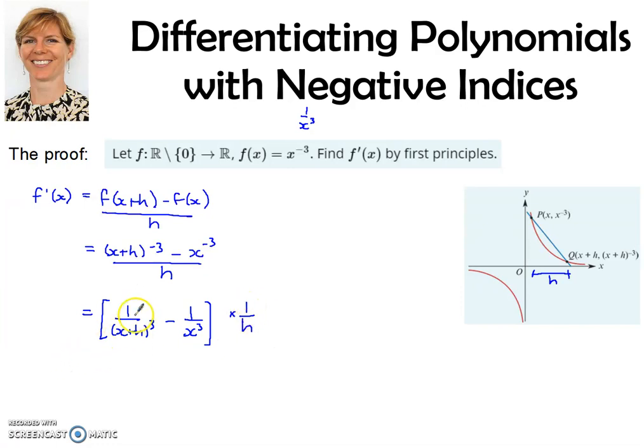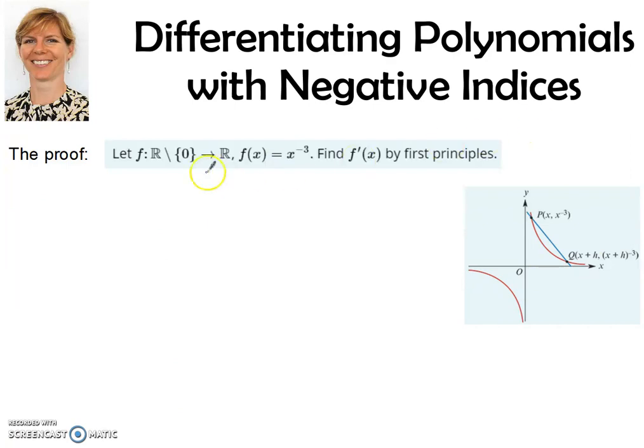Okay, so in order to add these together, I need a common denominator. So what I'm going to do is multiply this up: x cubed, multiply this up, x plus h cubed, and that will all be over x cubed times x plus h cubed. Now I'm going to need to go on to the next page in order to do that, but the next thing we want to do is expand this out and then see if we can do some cancelling and simplifying of the top line. Okay, so just moving on to the next page.